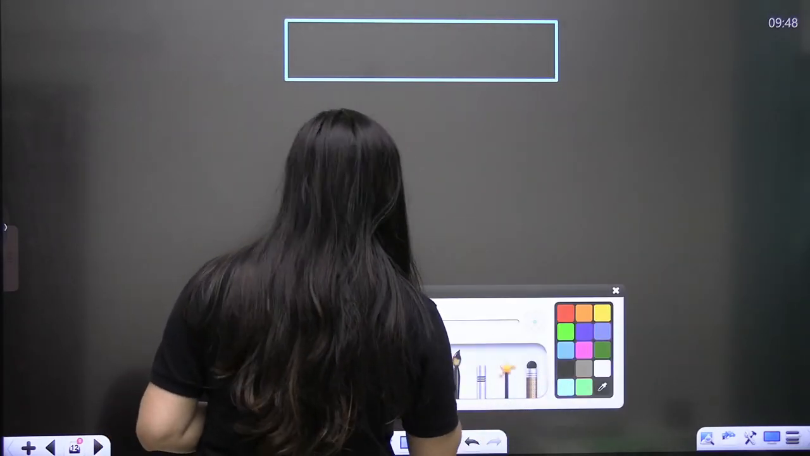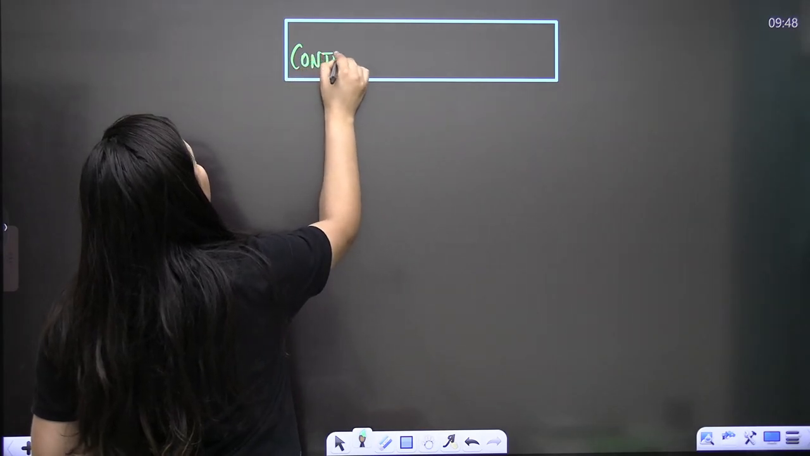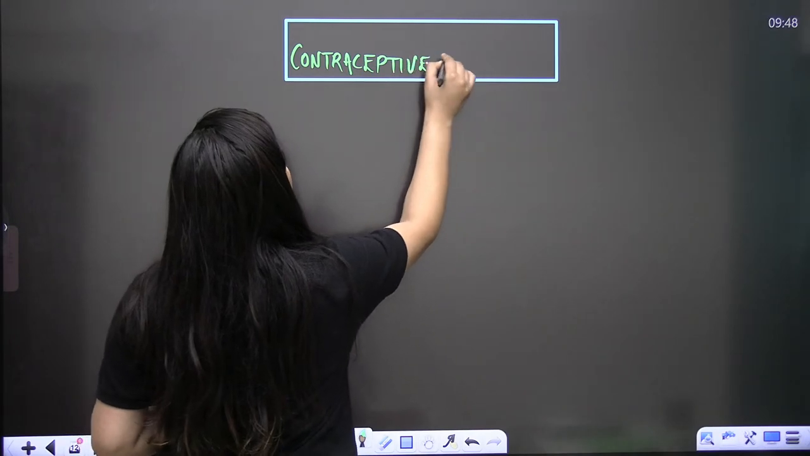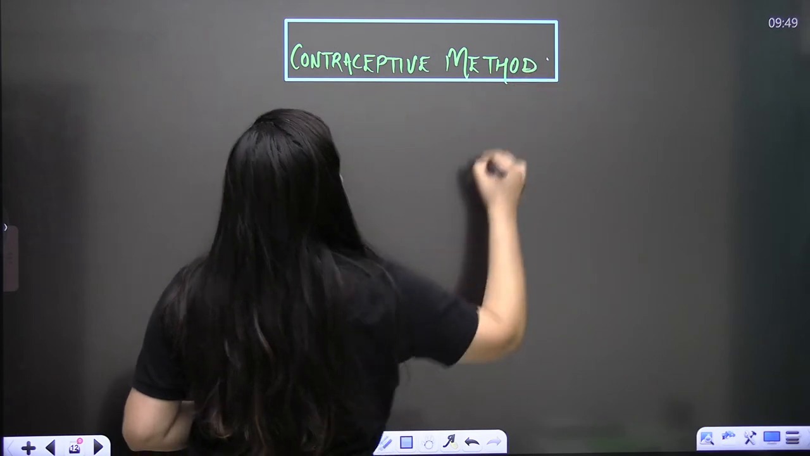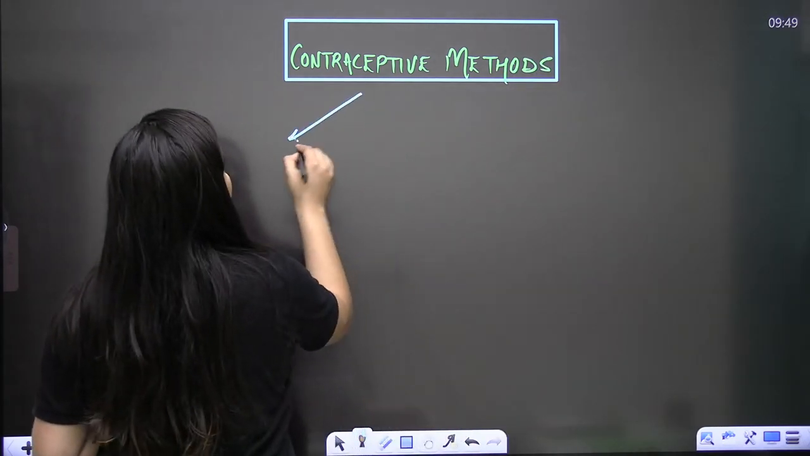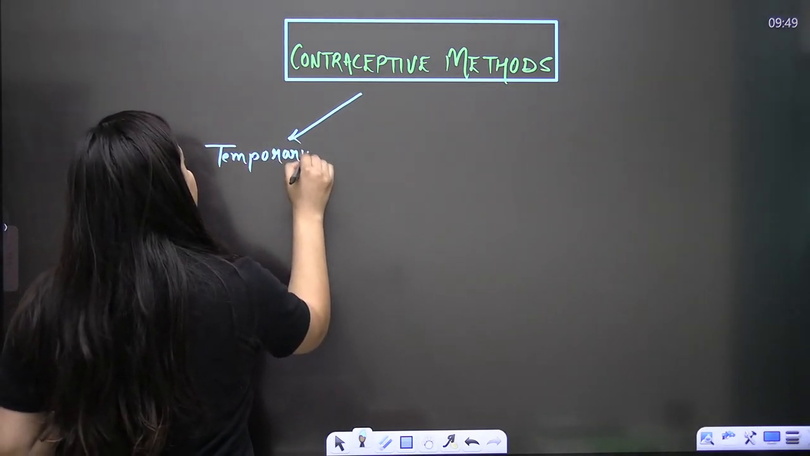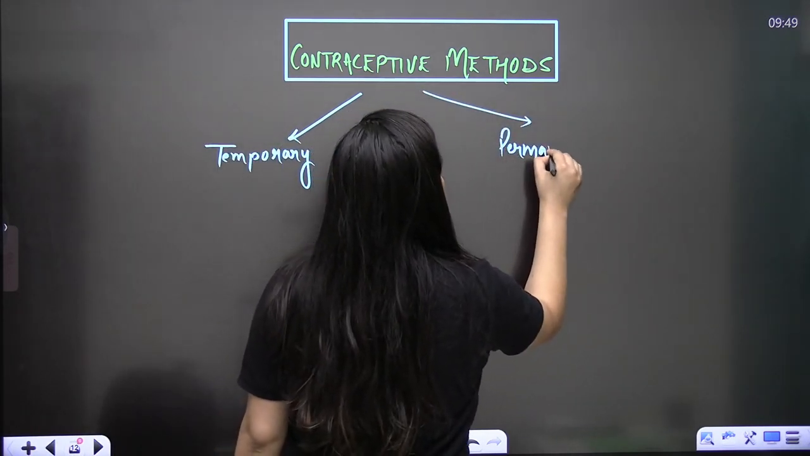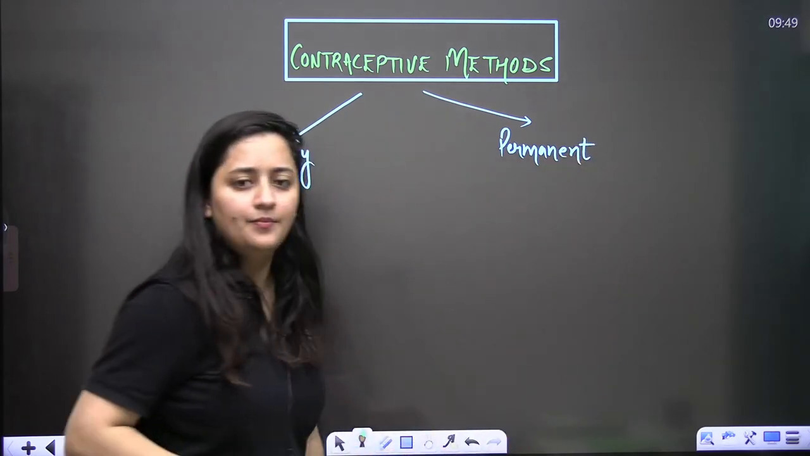So make this flow chart. What are we talking about? We are talking about the contraceptive methods. As I said, they are temporary as well as permanent.